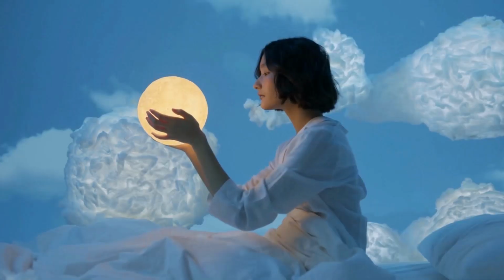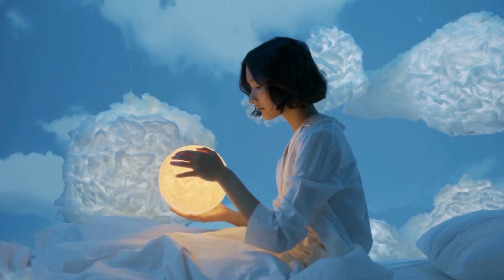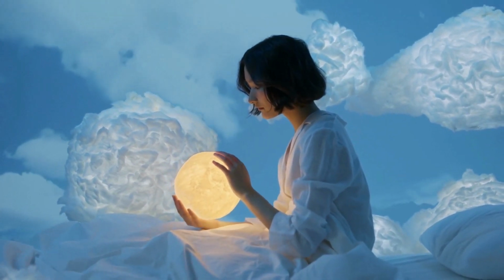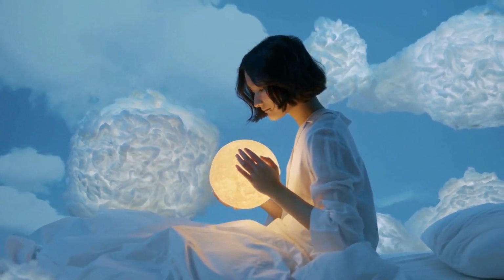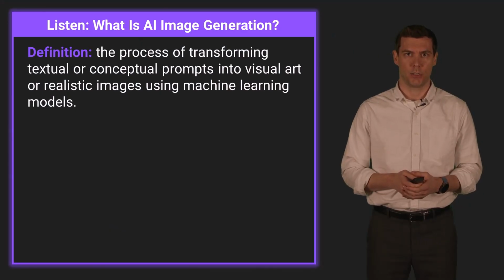Just like we learned in Module 3, the more clearly and specifically you describe your idea, the better your image will match what you're picturing. So, AI image generation isn't just about technology, it's about making your imagination visible. It gives everyone, artists, writers, teachers, and even kids, a powerful way to quickly create visual content. Ready to see exactly how it works? Let's explore.